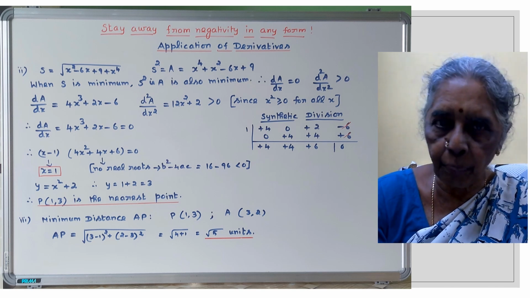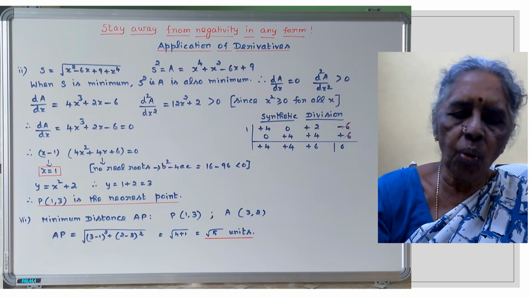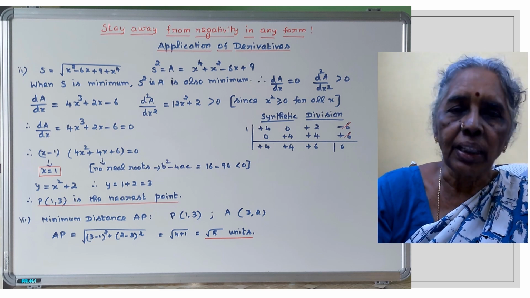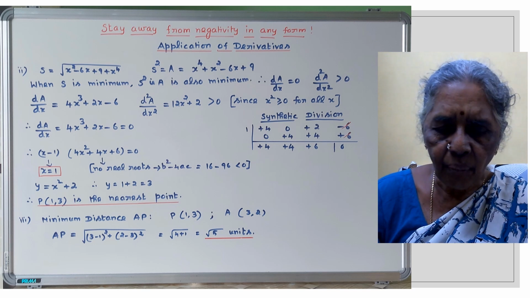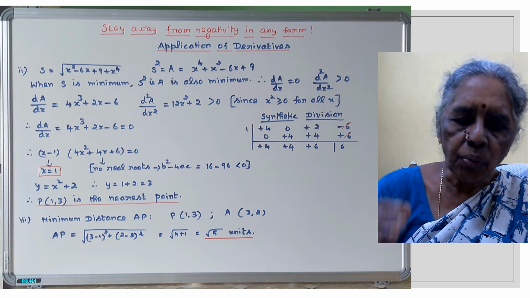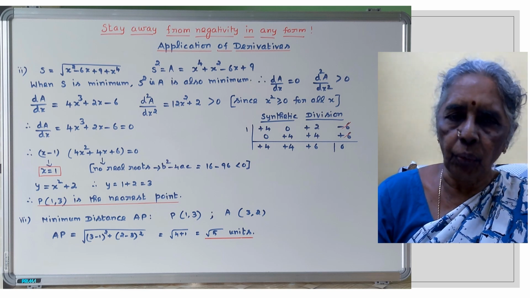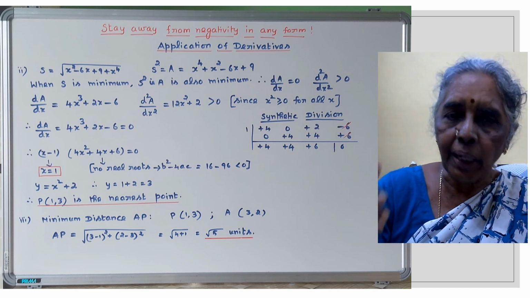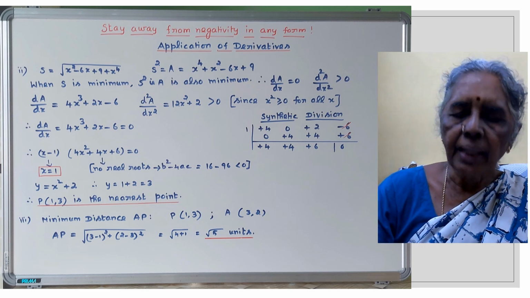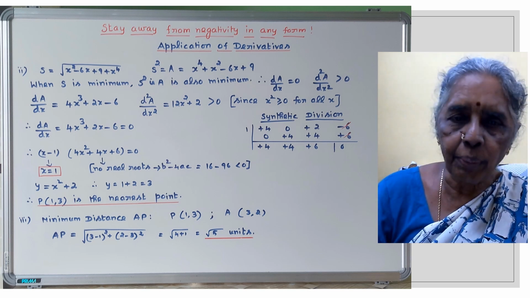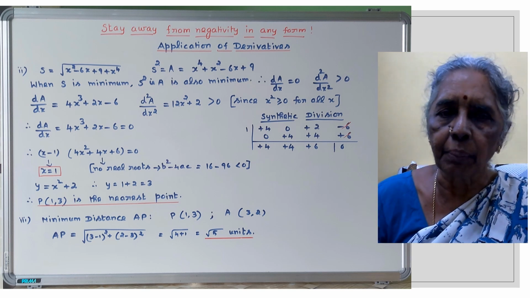Differentiation will be simpler if we avoid roots. So I am squaring both sides. So S squared, I call it A, that is equal to x squared minus 6x plus 9 plus x power 4. When S is minimum, that is when the distance is minimum, S squared will also be minimum, that is, A will be minimum.